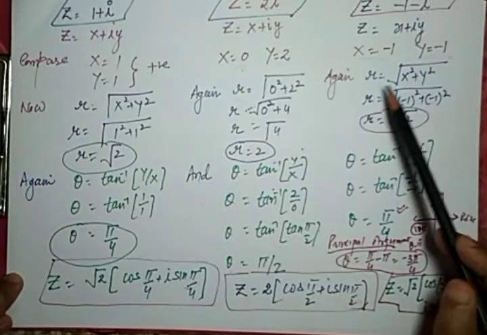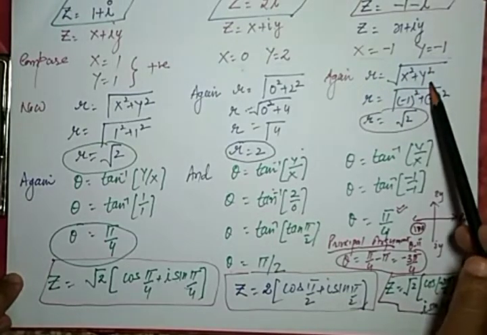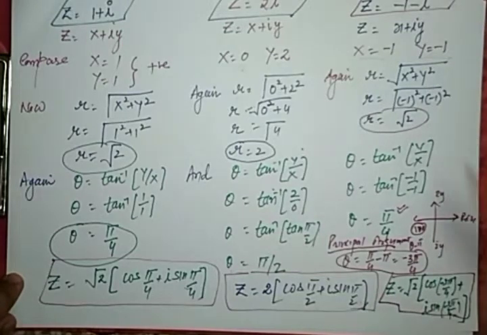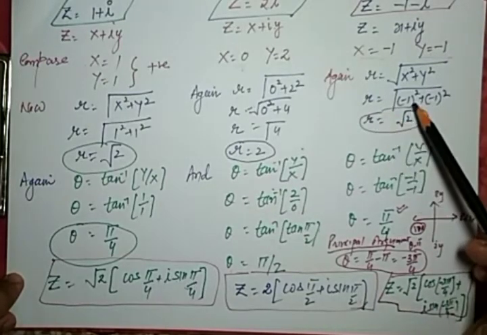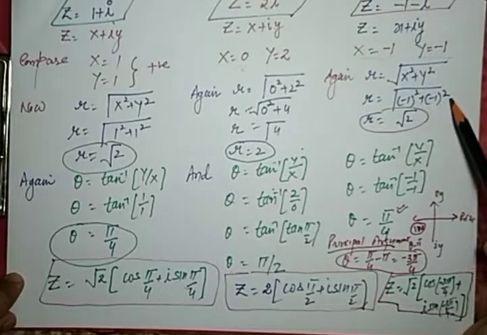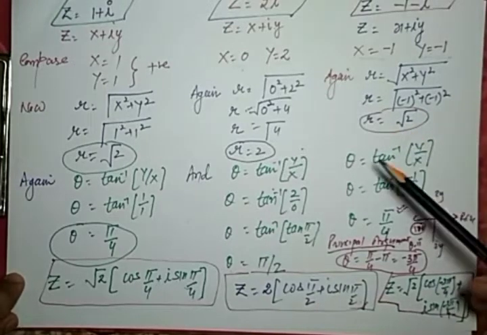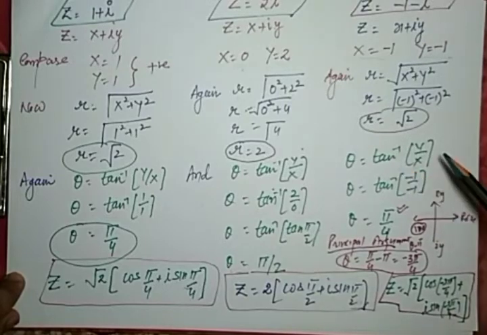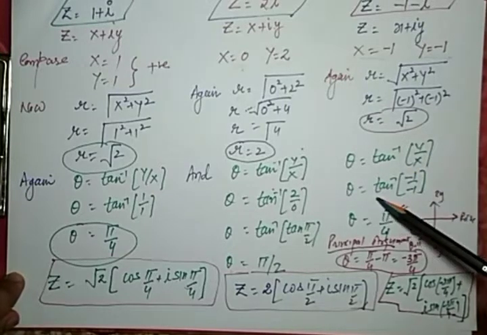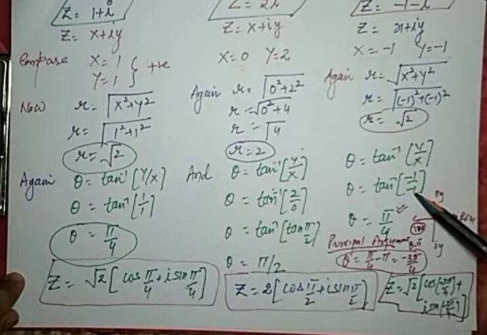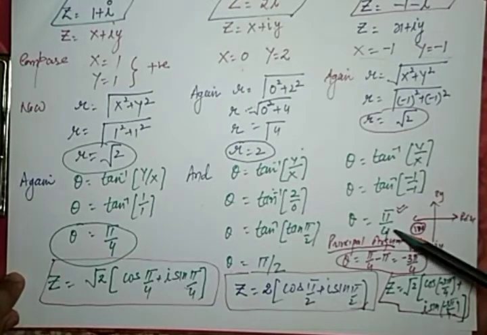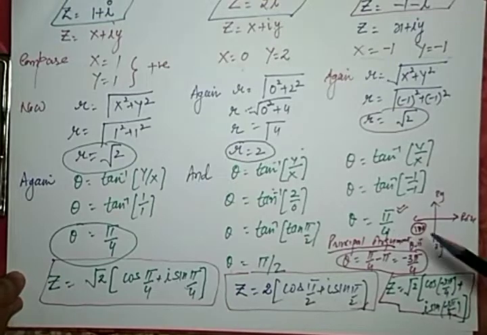Before that, let us find out the modulus of this complex number. R equals to under root of minus 1 square plus minus 1 square. R is equals to under root 2. Theta is equals to tan inverse y by x, or theta is equals to tan inverse minus 1 by minus 1. So you can calculate, this is coming out to be 1. So angle must be pi by 4. But this is the argument. This is not going to be the principal argument.